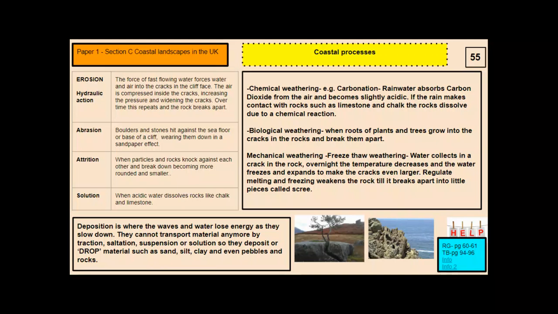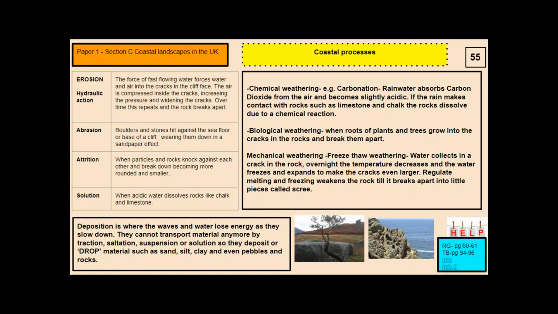This is when air is forced into the cracks in a cliff face or into the rock by the pounding of the waves. When these waves pound against the cliff face, the air inside is compressed and the pressure is increased. As that happens, the pressure opens up the crack slightly, making it wider, and this repeated motion, happening over and over again over a long time, will eventually break down the rock and break it apart.